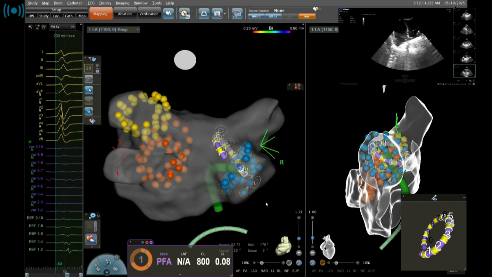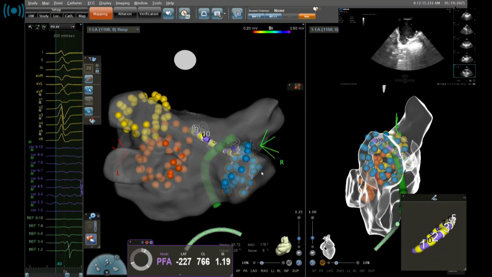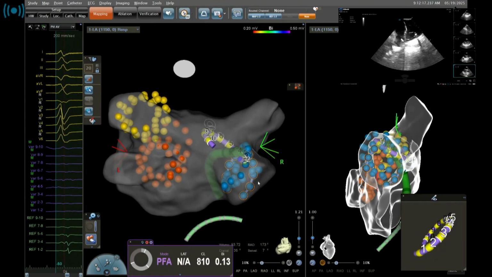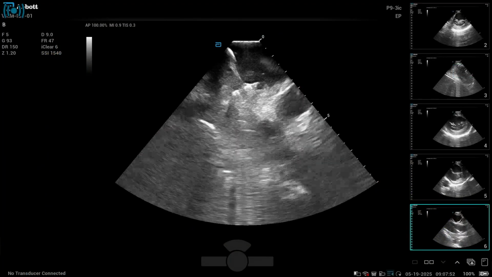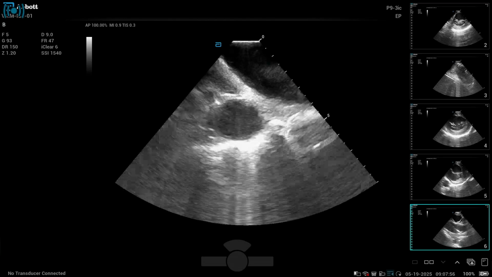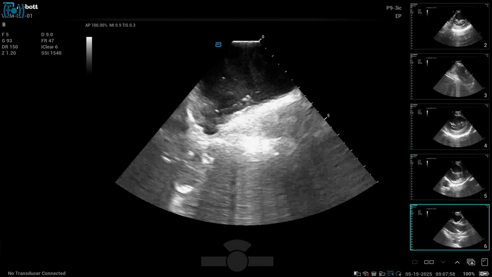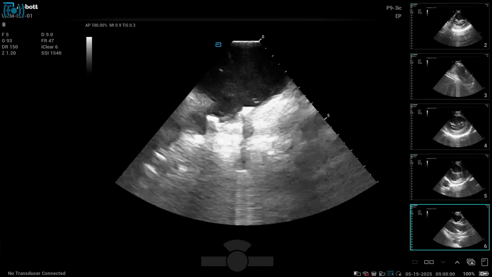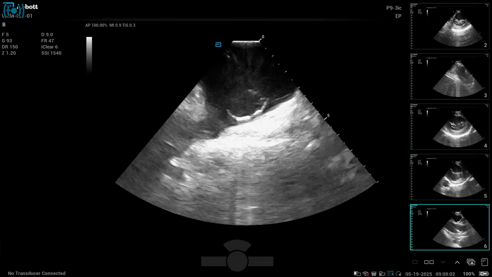Now we cover very nicely the ostium. Yes, now we are going to the right superior. Lovely. Because we did 4. Now we did 4 and I go to the right superior, in the area between both veins. Beautiful ICE views of the catheter. Nice. The echo. Okay.